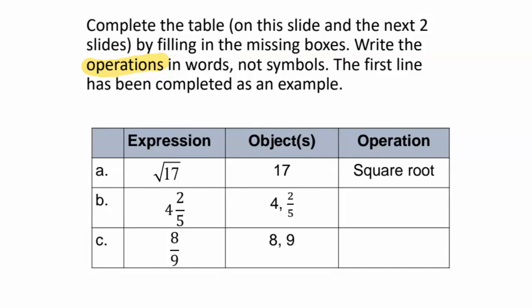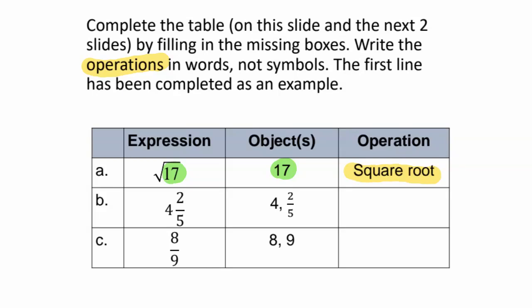Now, in A, the first row, we have a square root symbol. That square root symbol is the operation or the operator of this problem. Now, the object is the number that's underneath. Okay. Now, this is where you truly understand definitions and terms.